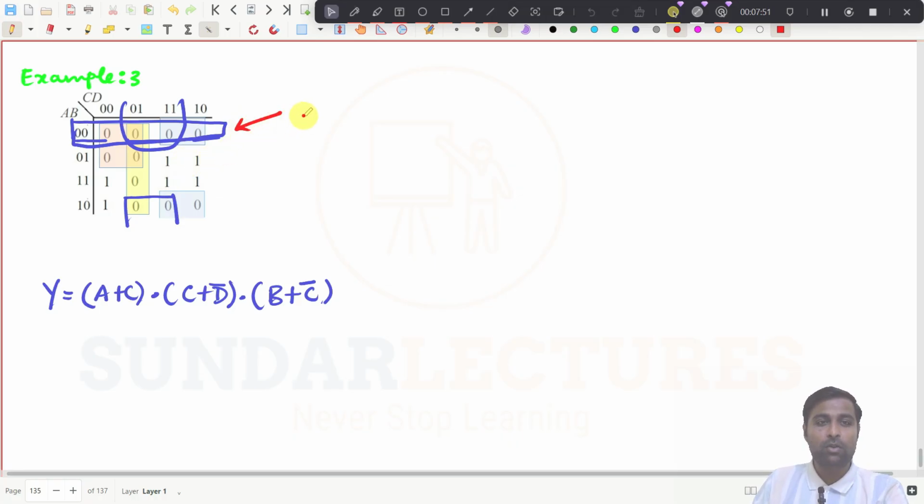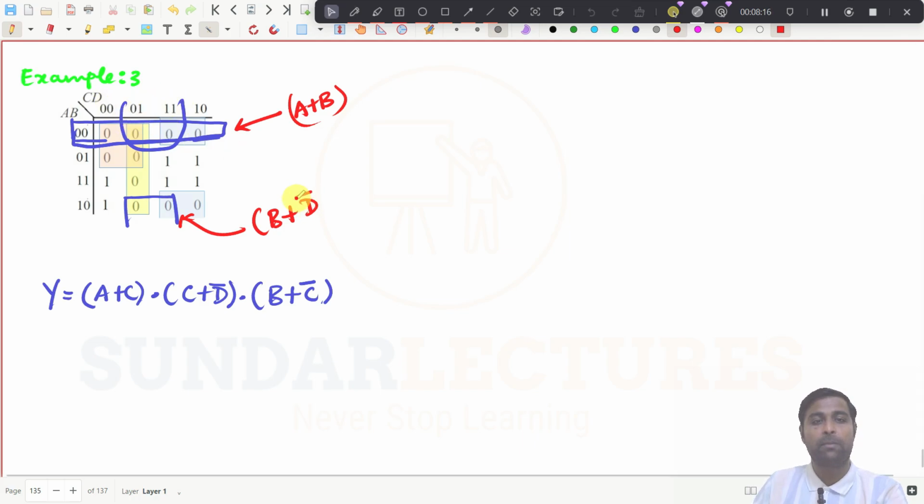So what is this one now? This output is 0, 0 means what is this one? This is A plus B. That is one thing. And what is this one? For this grouping, what is the value? What is the equation you need to write? The common term in these two is 0 0, so it is B plus, what is the common term in these two? One is the common term, so it will be D bar.